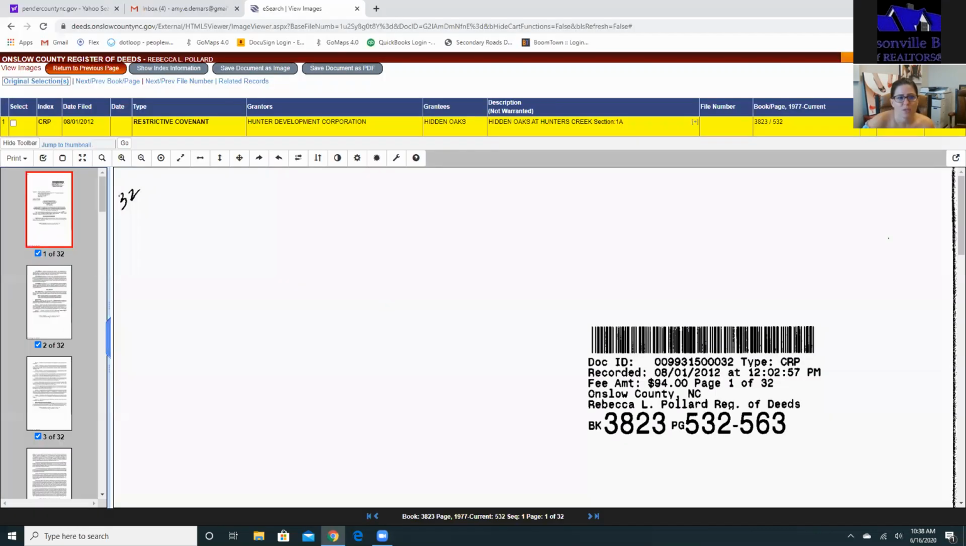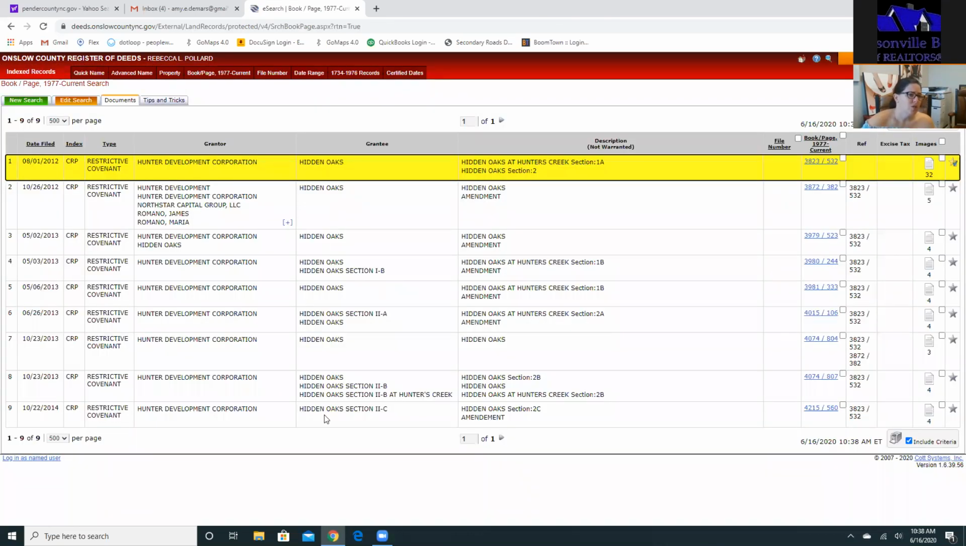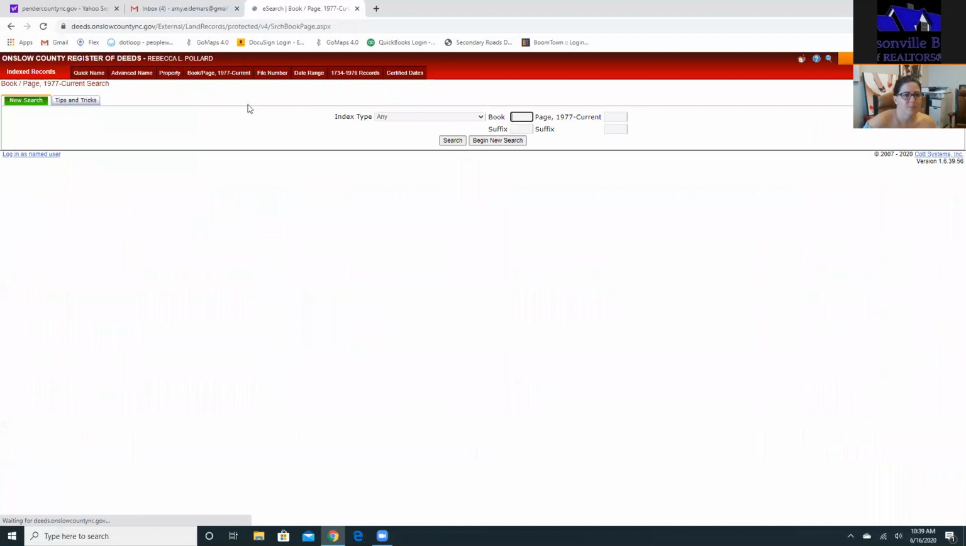Okay, so we are going to shut that down. And we are going to return to previous page. Now, like I said, if you needed any of the other sections, those are in there too. So just to keep things moving along, I'm going to pull up the book and page number for another neighborhood that is actually really close by the Hidden Oaks.